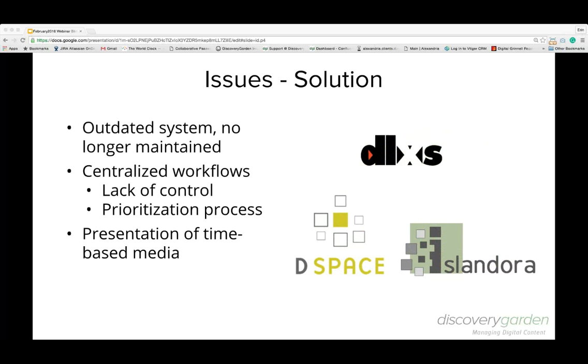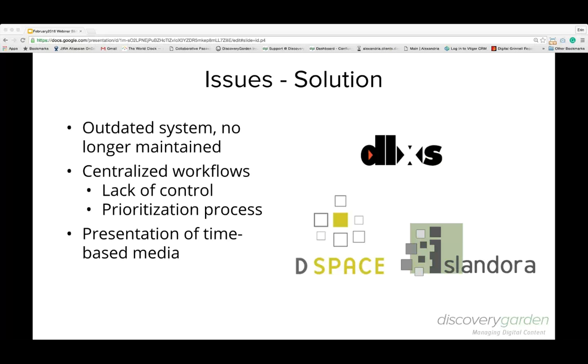So actually, about the time I joined our system level digital projects committee, the decision to move to Islandora had already been made. So I wasn't actually part of that process, but my understanding is that our DLXS instance was on a server that was no longer warranted. That system was outdated and it was difficult to maintain.